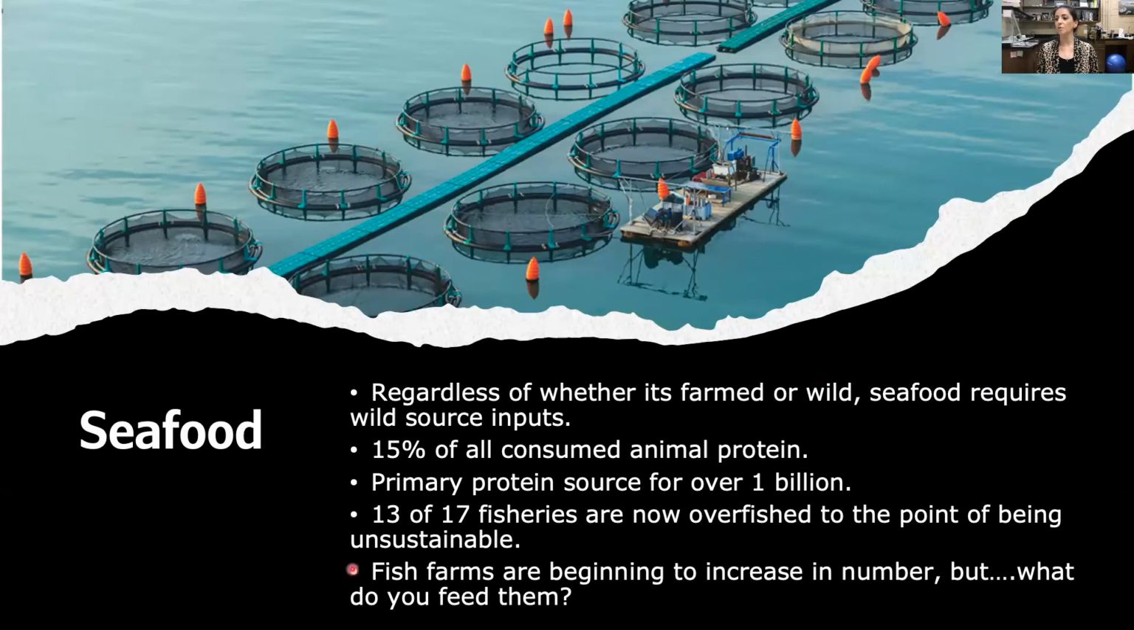And so fish farms are beginning to increase in number, but we have to consider what they are eating. What are we feeding those fish farms? Of course, they are drawing from agriculture. So all of this is interconnected. And even though we are now instituting fish farm practices, it is still contributing to those energy emissions. So now let's go back to the idea of agriculture and what makes agriculture sustainable.